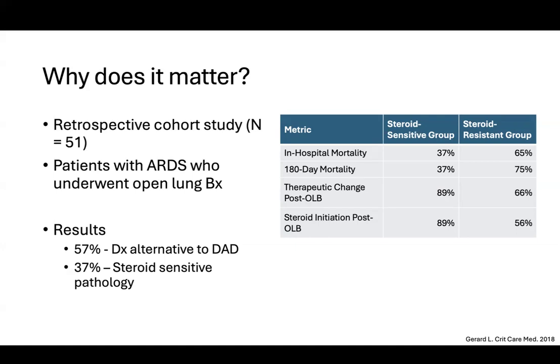So they found that at least 60% had an alternative diagnosis, and these included things like CTD or interstitial pneumonia, PCP pneumonia, and organizing pneumonia, all of which are treatable. And out of this, 37% of patients had steroid-sensitive pathology. Now, the steroid-sensitive group had really low in-hospital mortality, and once they had an open lung biopsy, they actually had a therapeutic change in their management. So this is why identifying ARDS mimics becomes important.